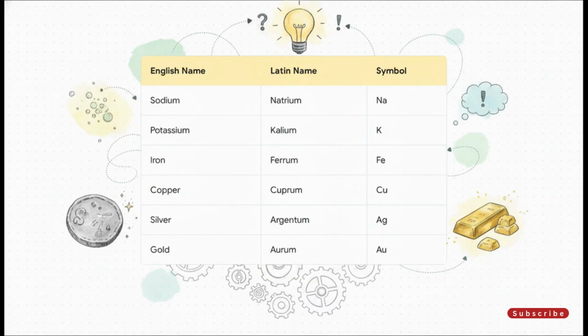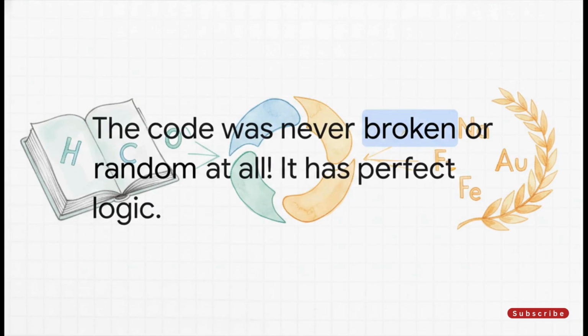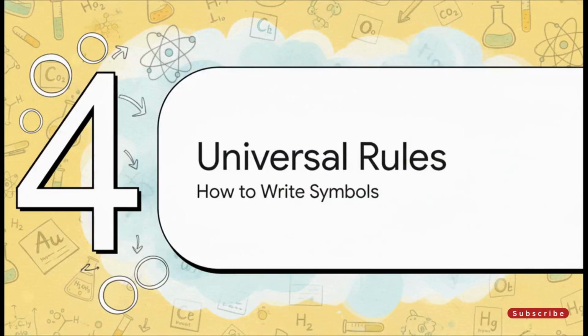It all just clicks into place. See? It was never broken or random. The code has perfect logic. You just needed the key all along. The symbols come from two main languages, everyday English and the classic language of science, Latin. Okay, so now that we've cracked the history behind the code, let's nail down the actual rules for how you write these symbols. It doesn't matter if the name comes from English or Latin. The format is always the same.